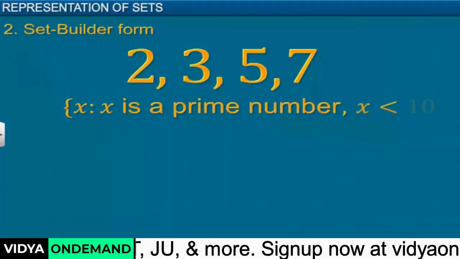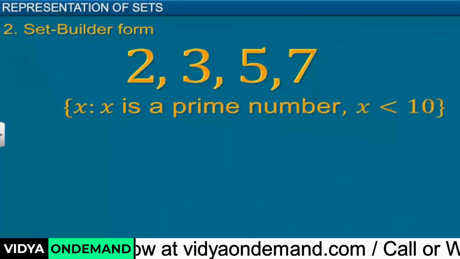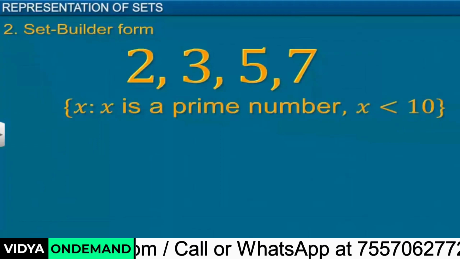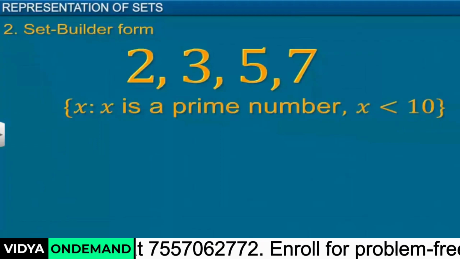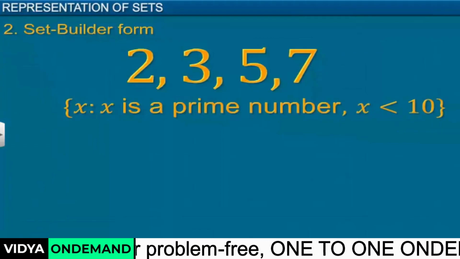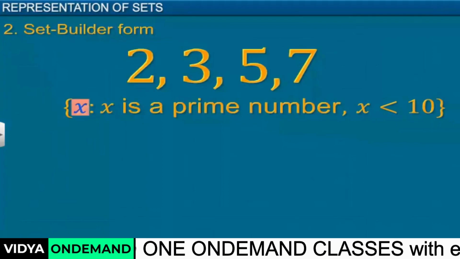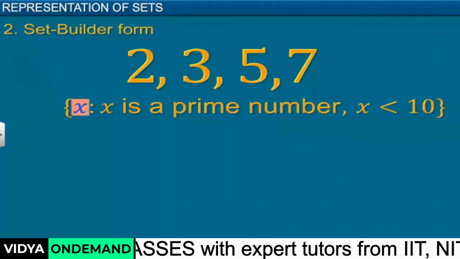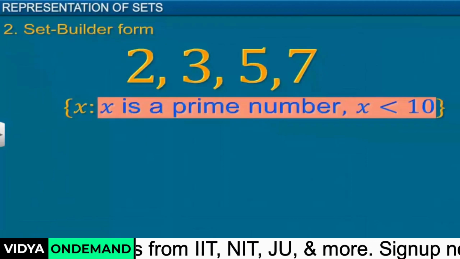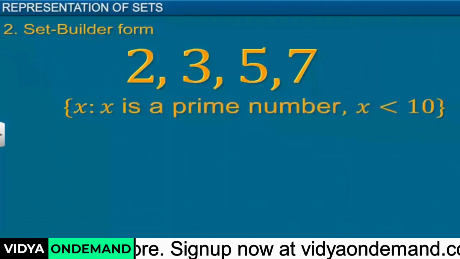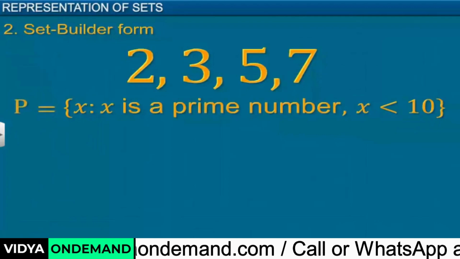Each part of this representation is as follows. x represents each element in the set, and the statement is the property that defines the set. We name this set as P. We read this as P is the set of all x such that x is a prime number less than 10.